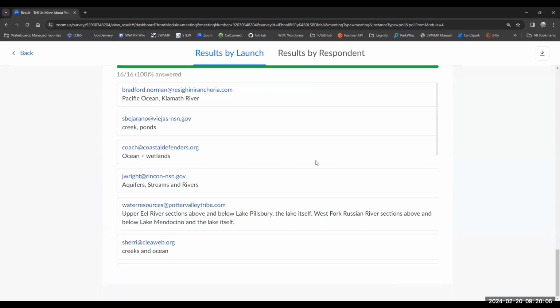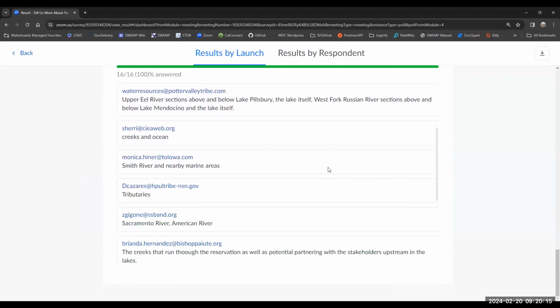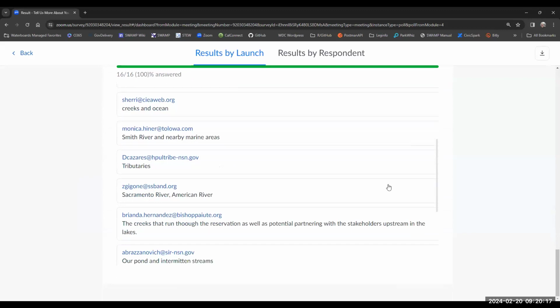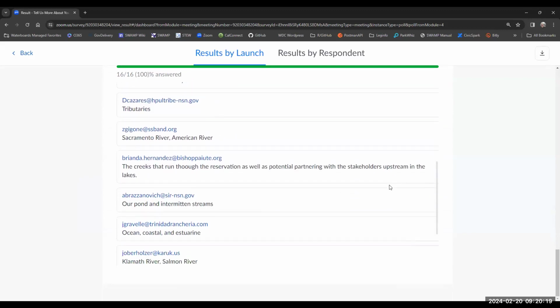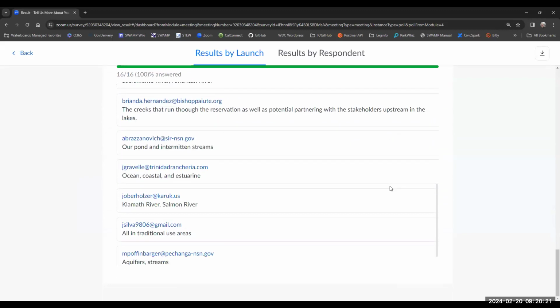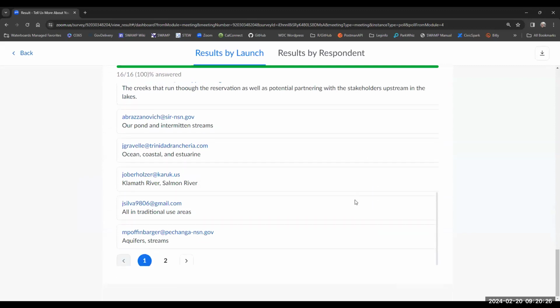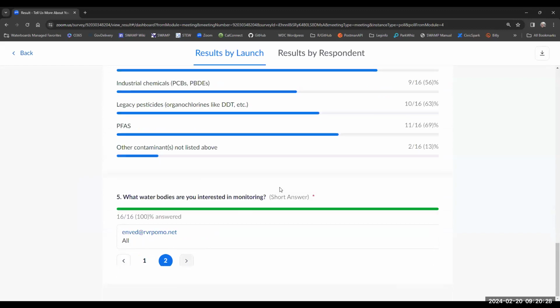So water bodies, got some coastal wetlands, large rivers, creeks and ponds, tributaries, interest in partnership, great. And then all the things. I love it. I think that's my favorite answer. So I'll stop sharing and pass it back to Jay.